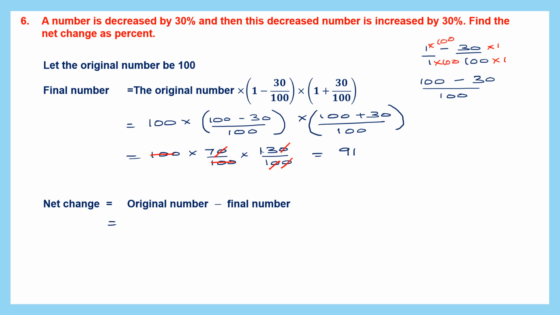And what is the original number? 100. And what is the final number? 91. So when you subtract both, you get the net change, which is 9. So 9 is the net change.